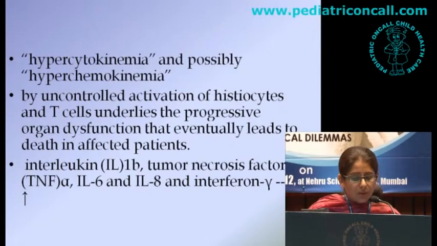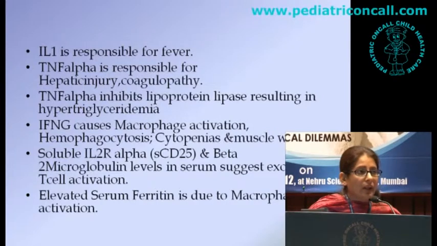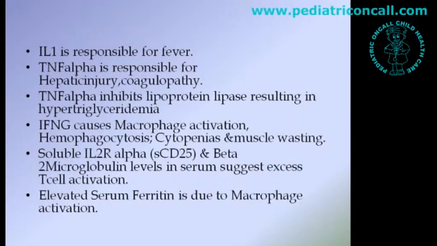So this uncontrolled activation is giving rise to a cytokine storm. Now IL-1 is responsible for the fever which happens in hemophagocytosis, TNF-alpha for the hepatic injury and the coagulopathy. It also causes inhibition of the lipoprotein lipase, giving rise to hypertriglyceridemia, and interferon gamma causes macrophage activation, hemophagocytosis, cytopenias, and muscle wasting. There is also an increased secretion of soluble IL-2 receptor alpha and beta-2 microglobulin levels.